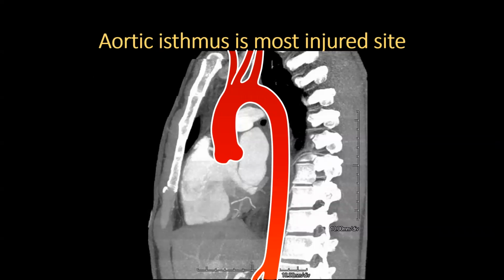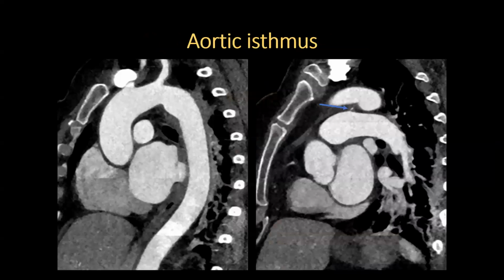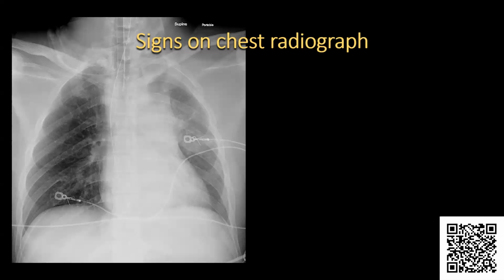Now, why is the aortic isthmus the most injured site? It's the point of attachment of the ligamentum arteriosum, which tethers the aorta in a rapid deceleration injury. The ligamentum arteriosum is frequently calcified, as shown here. Chest radiographs can be difficult to interpret in the setting of trauma due to technical factors, such as portable supine technique and low lung volumes.